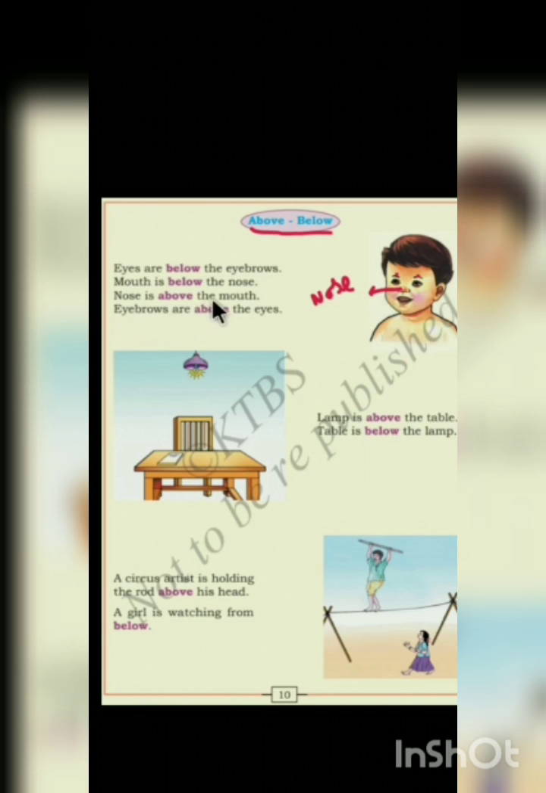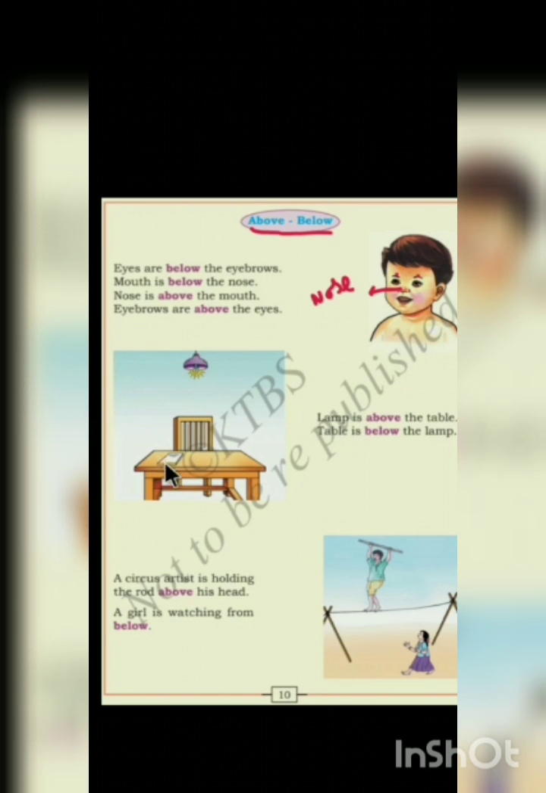Nose is above the mouth. Where is the nose? Nose is above the mouth. Eyebrows are above the eyes. These eyebrows are above the eyes.